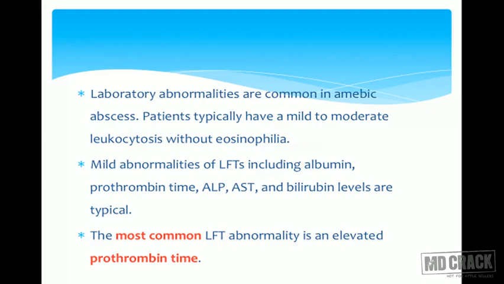Now we'll see what the laboratory abnormalities are. They are common in amoebic abscesses. Patients typically have mild to moderate leukocytosis with or without eosinophilia. Mild abnormalities of liver function tests including albumin, prothrombin time, ALP, AST and bilirubin levels are typical. The most common liver function abnormality is an elevated prothrombin time. So if you are asked a question, which of the following forms the most common abnormality seen in amoebic liver abscesses, it is the prothrombin time which is deranged.